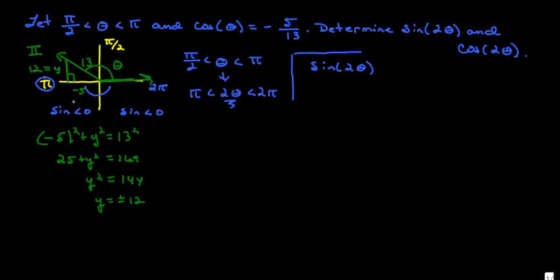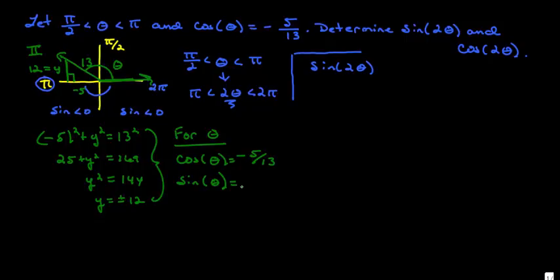So what do we have from this picture? So for theta, we know the following. We know the cosine of theta is equal to negative 5/13. The sine of theta is equal to 12/13. And now the tangent is equal to 12 over negative 5. So we're going to use this information here.